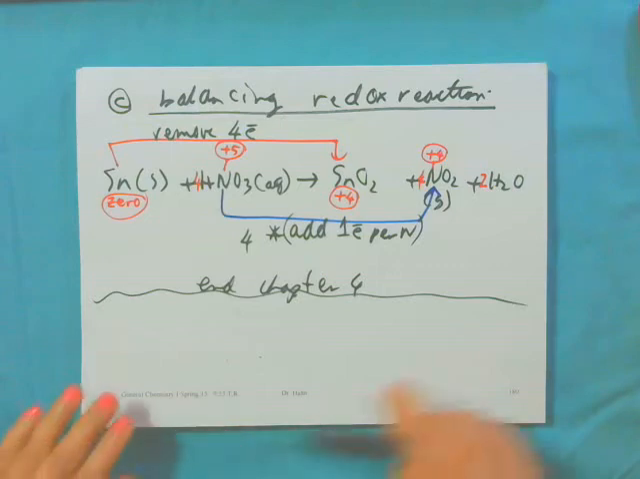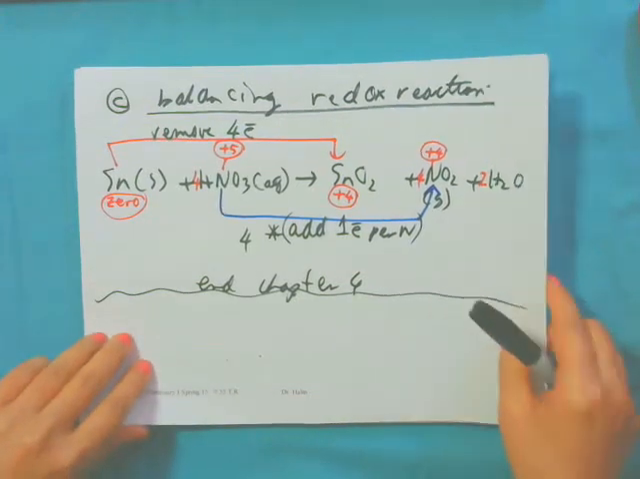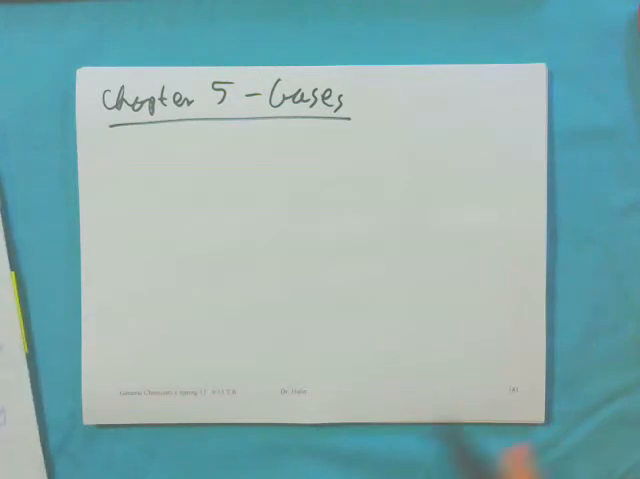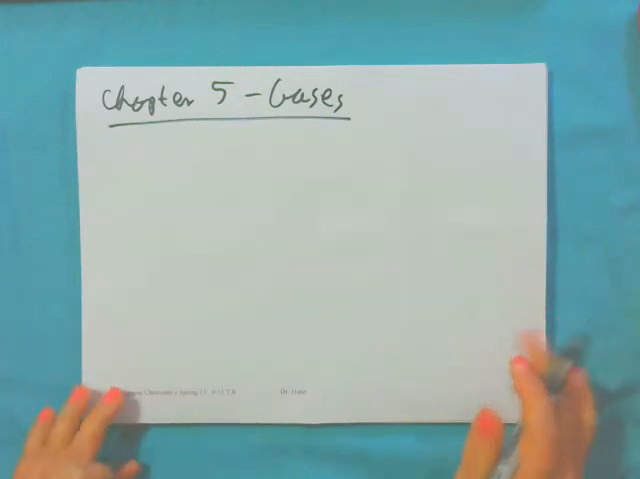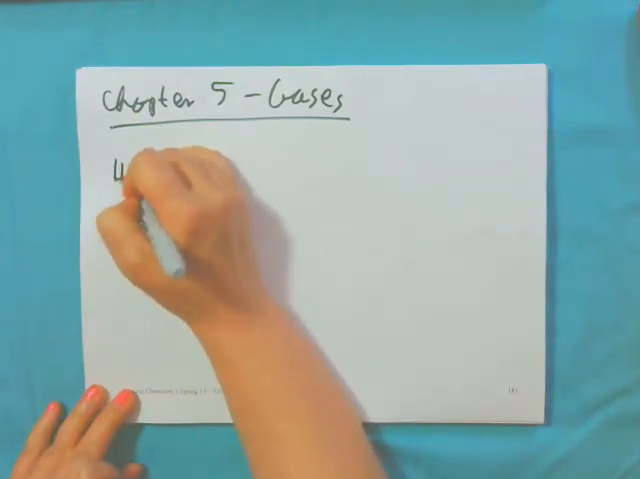Okay, so we ended with chapter 4, and now we're going to start with chapter 5. So chapter 5 is gases. Okay, so the first question that you might ask is, how do you measure gases? How do you measure the presence of gases?